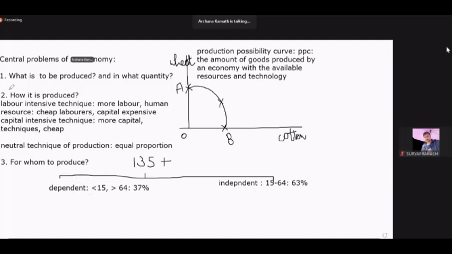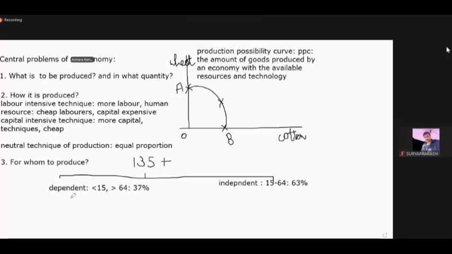So these are the three central problems: what is to be produced, which you can solve with the help of the production possibility curve. And how it is to be produced, you can make use of the technique of production. Generally, most of the countries in the world today are making use of a neutral technique of production. And the last one, for whom it is to be produced, depends upon the age composition of the population. Okay. Are the three central problems clear?